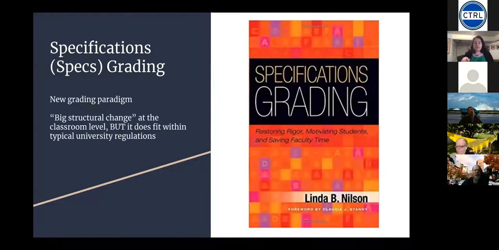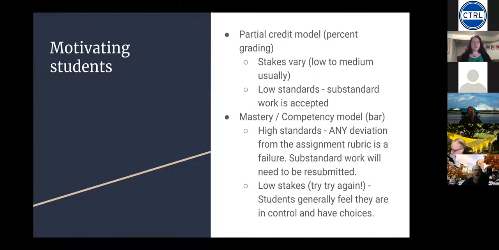So the title of the book has three main parts: restoring rigor, motivating students, and saving faculty time. I'm going to focus on the motivating students part primarily, because that's one of the things I found really compelling. And one of the things to think about is that in the partial credit model, the stakes are very low. It depends how important the assignment is, how high or low the stakes are for the grade. But basically, things that don't meet standards are often accepted.